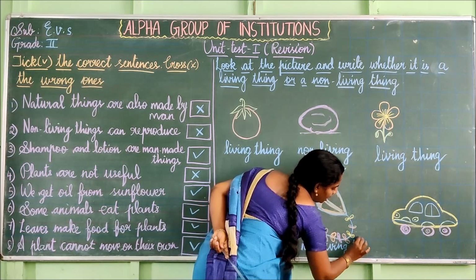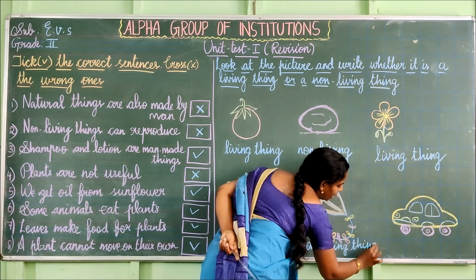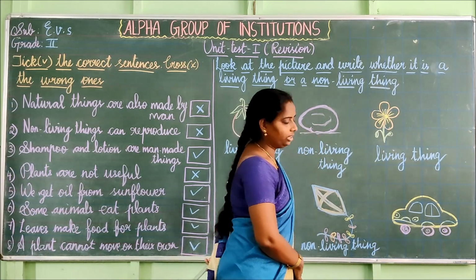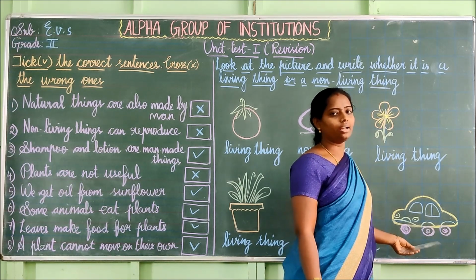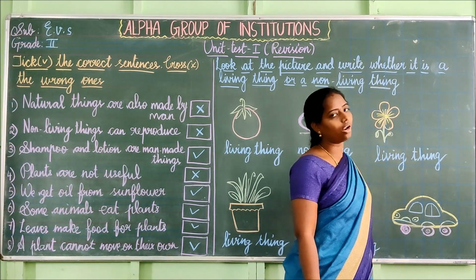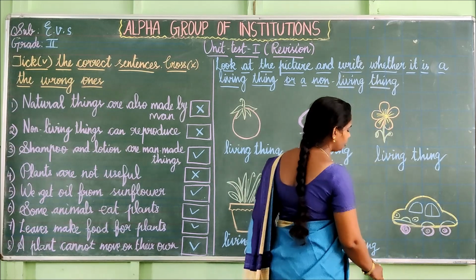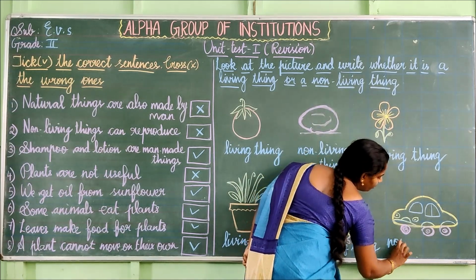L-I-V-I-N-G, non-living thing. T-H-I-N-G, non-living thing. Last one is, what is it? It is a car, isn't it? It is a car. It is also a non-living thing. So you have to write non-living thing here.